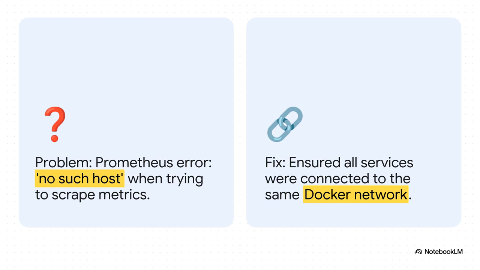And here's a common Docker headache. Prometheus couldn't find the services it was supposed to be monitoring. It just kept throwing a no such host error. The fix was simple, but absolutely critical: making sure every single service was running on the same shared Docker network. That way, they could all talk to each other.